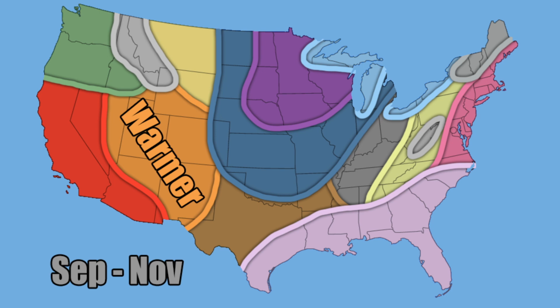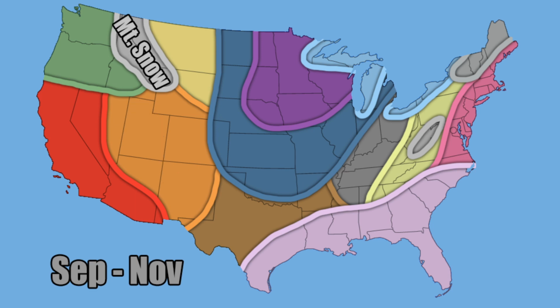Now, here in this orange shade, this is where I'm expecting just warmer than normal conditions. This is the moderately above average temperature region, and this is where generally it is going to be warmer than normal for these regions.